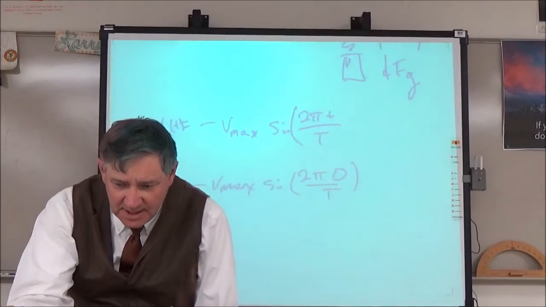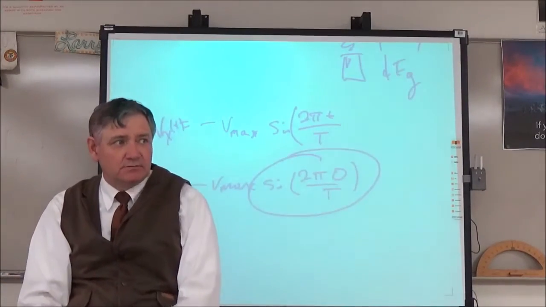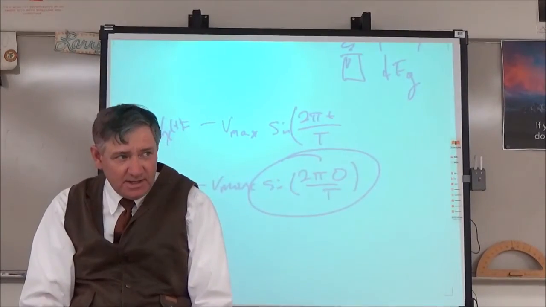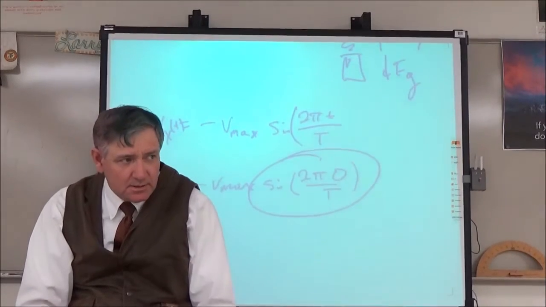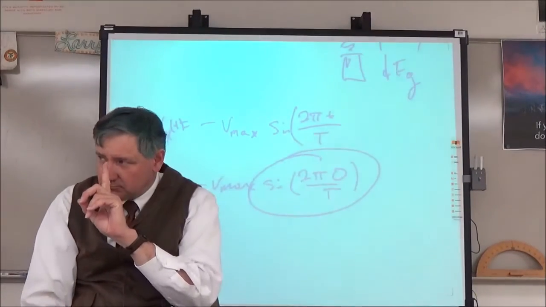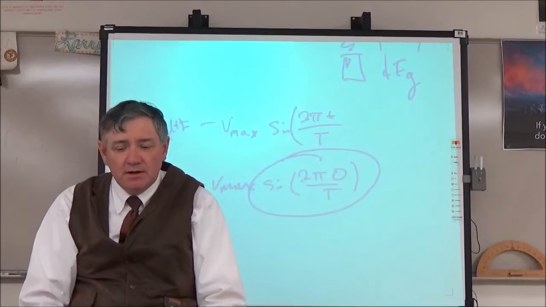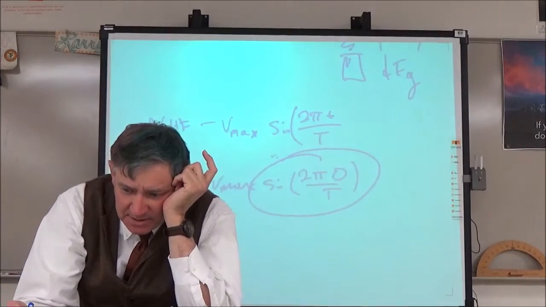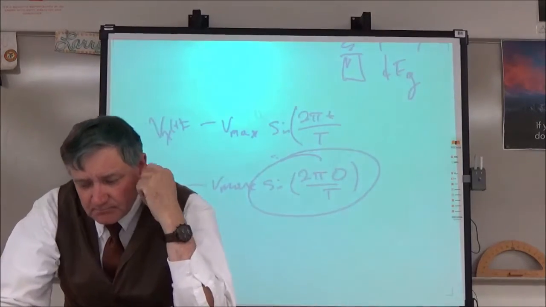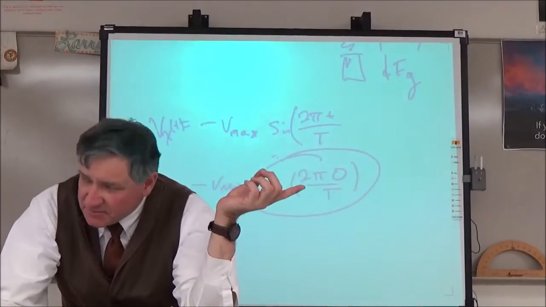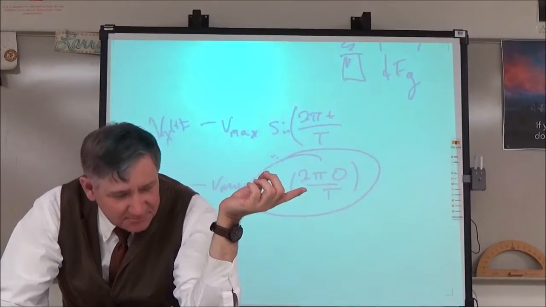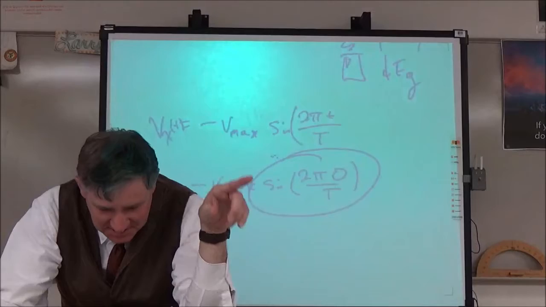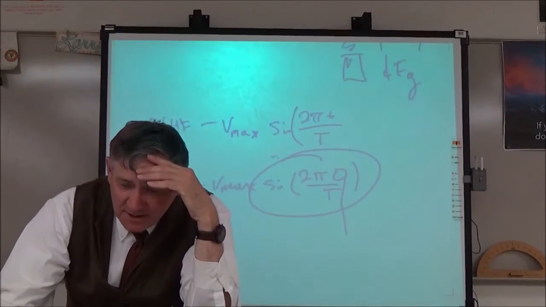If you're not confident about your trig functions, you're going to take the sine of 0 in radian mode. What do you get? You get 0. Cosine, you get 1. Cosine is 1. Sine of 0 is 0.